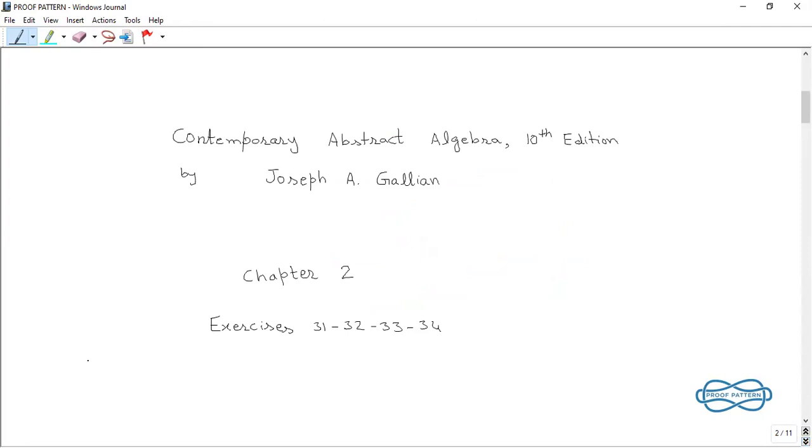Today we will solve the exercises 31, 32, 33 and 34 of chapter 2 from the book Contemporary Abstract Algebra, 10th edition by Joseph A. Gallian.